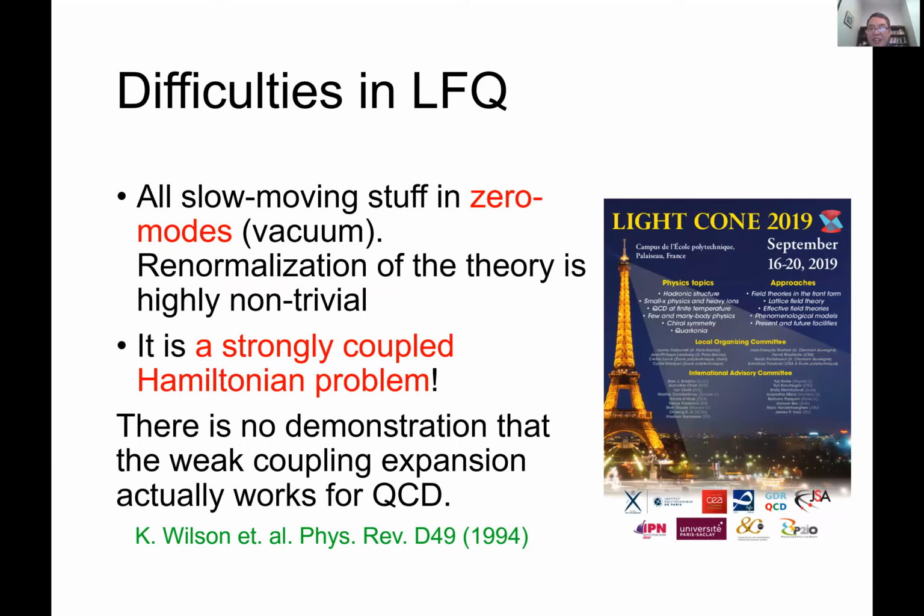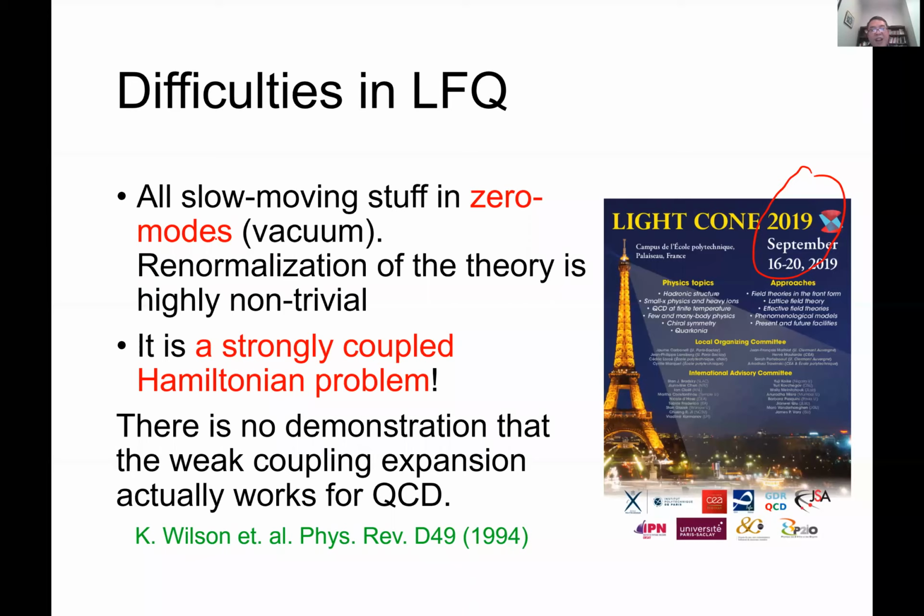As you can see, there are a bunch of people in the world that meet once every year, and this is LightCone 2019. Their goal is to try to solve the Hamiltonian problem and calculate parton distributions. However, there are well-known difficulties in this approach, one of which is the so-called zero mode. The zero modes are the modes that carry zero momentum, and certainly the vacuum is all built up of zero modes. Because of the zero modes, the renormalization of the theory is highly non-trivial.